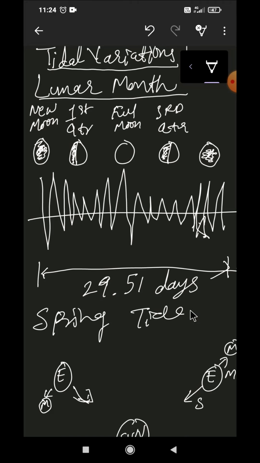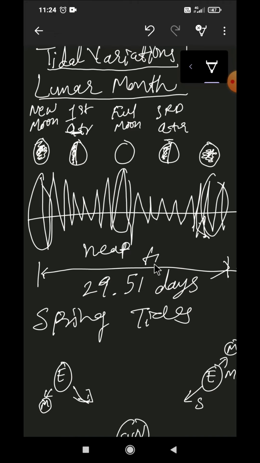So here as you can see, on the new moon, on the full moon and again on the new moon, the tides are high. These are known as spring tides, and the tidal range is minimum on the first quarter and the third quarter of the Moon, and such tides are known as neap tides.